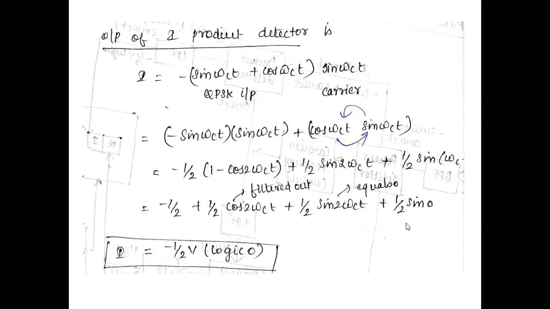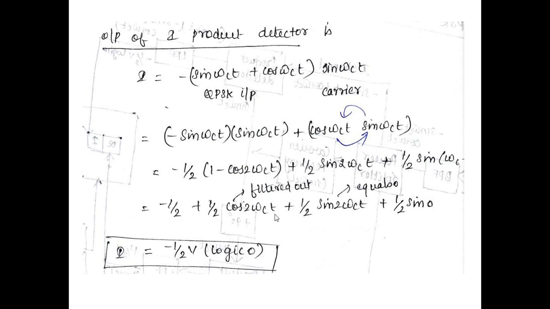So for that, this is our mathematics. Here we see that the input is minus sine, and it's multiplied with sine omega ct in the in-phase part. So this minus 2 pi ct multiplies with sine 2 omega ct, and cos and sine are multiplied. Then we just elaborate and simplify this trigonometric equation.